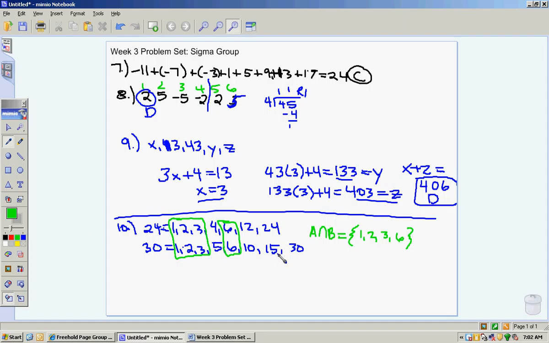On to 11. Okay, we're talking about 30 students signing up for a senior math class, 18 take calculus, and 22 take statistics. We want to know if everyone is taking calculus, statistics, or both, how many are taking just calculus? Well, if we look at it, there's 22 and 18. We know there has to be some overlap because when we add those together, we get 40. And since there's only 30 people signing up, that means there has to be 10 in the intersection. So 10 goes in the middle.